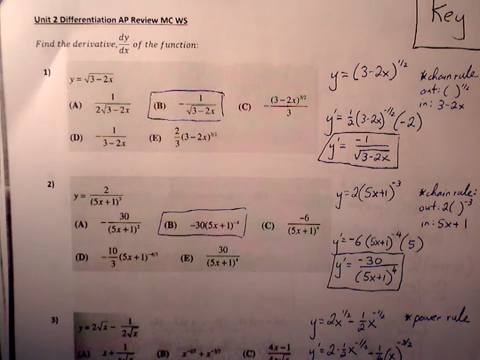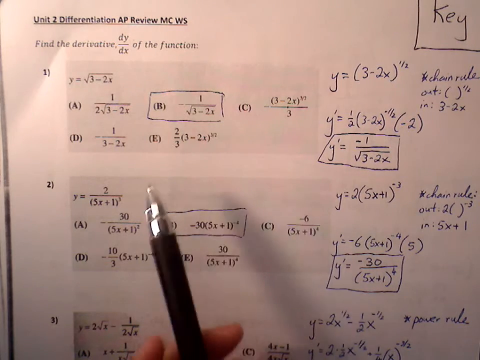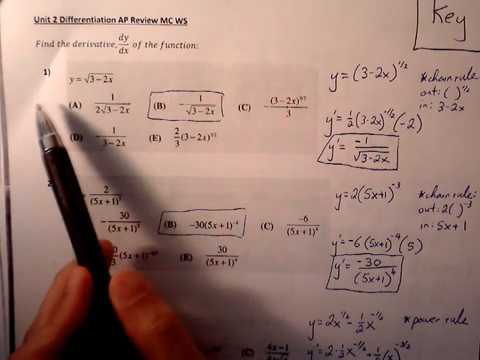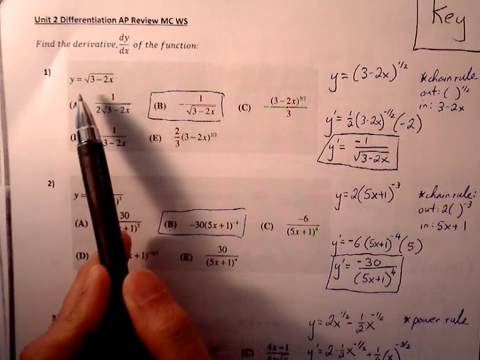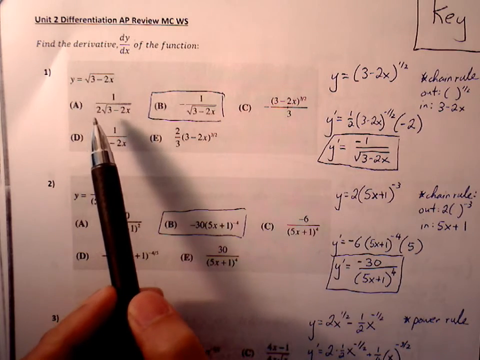This is the differentiation AP review multiple choice worksheet. We're just going through the first 2 pages here. All of these problems are just finding the derivative. All this is from chapter 2 from first semester.